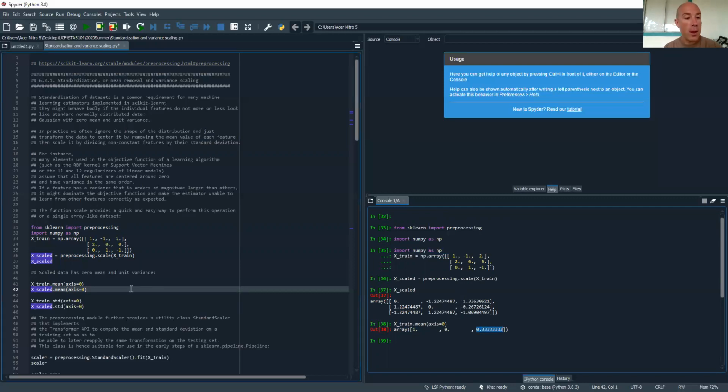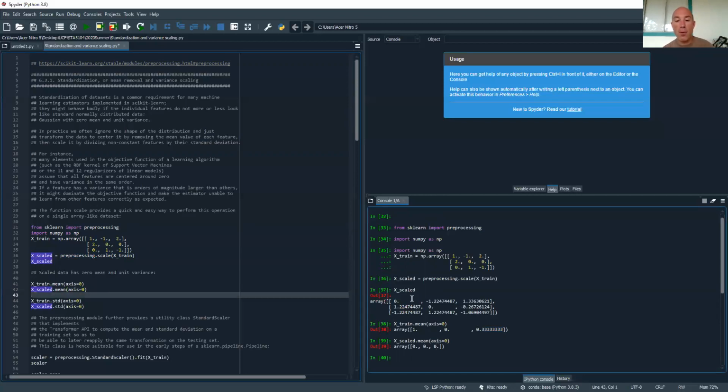Okay, so in the scaled version, it went through, took the average, and subtracted the average from the entire column: subtracted 1 from the first column, subtracted 0 from the second, subtracted 1/3 from the third. Then it went through and divided by the standard deviation of each column. And so now in the transformed version, if I were to compute the average of each of these columns, I would get 0, 0, 0.